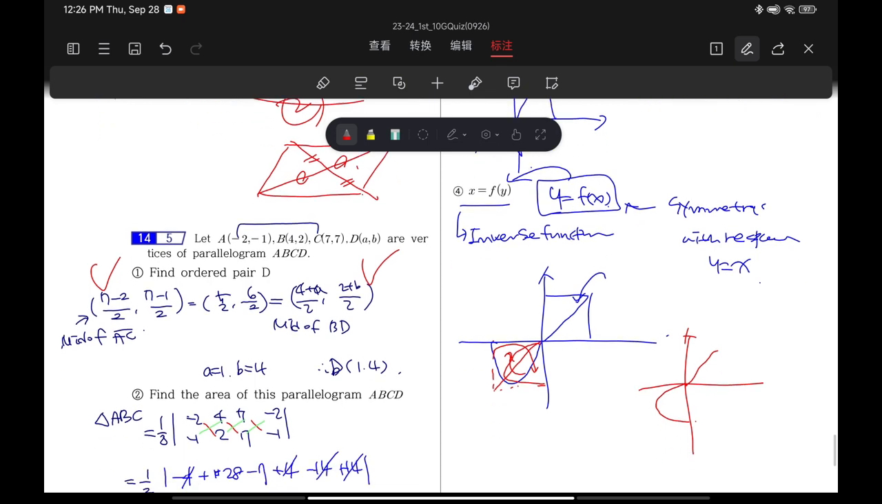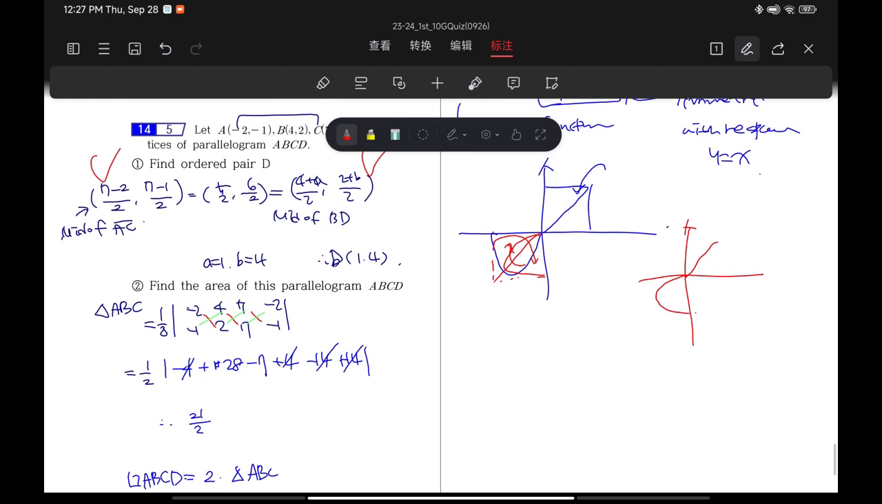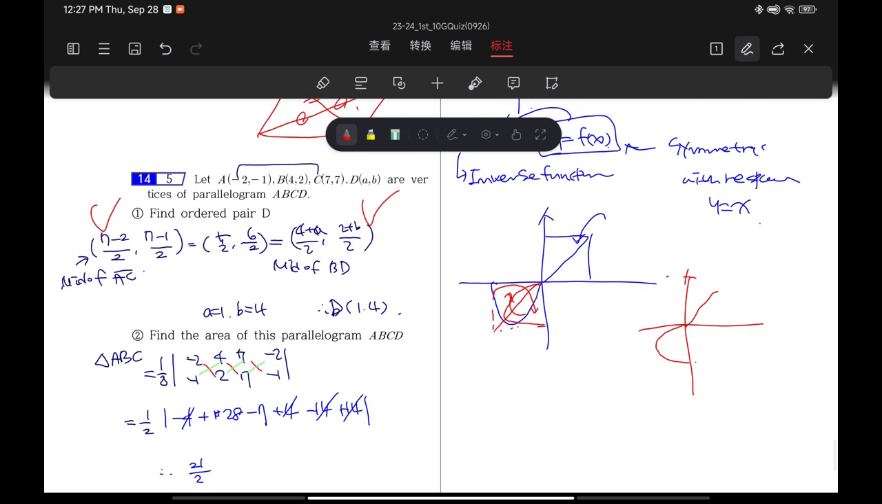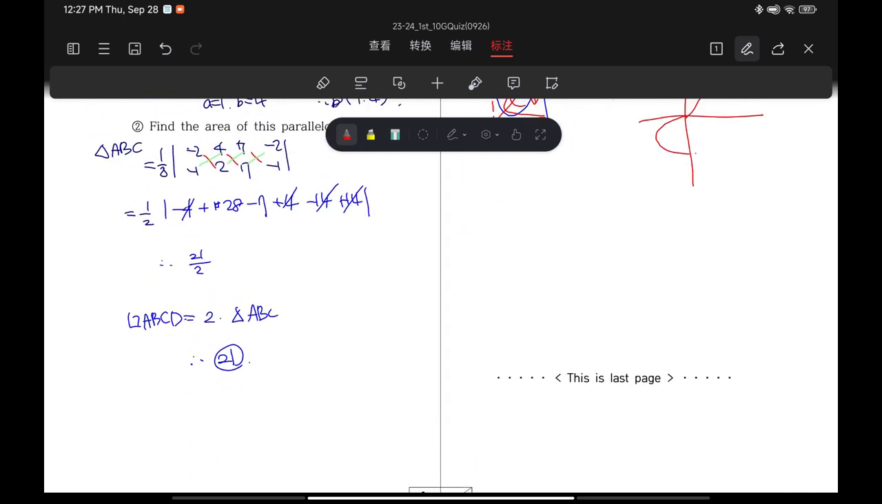So using these properties, 5/2, 6/2 are equal to (4 plus a)/2, (2 plus b)/2. Anyway, so we can find D equal to (1, 4). So using the same principle, vice versa, the area of the parallelogram ABCD means 2 times the area of the triangle ABC.